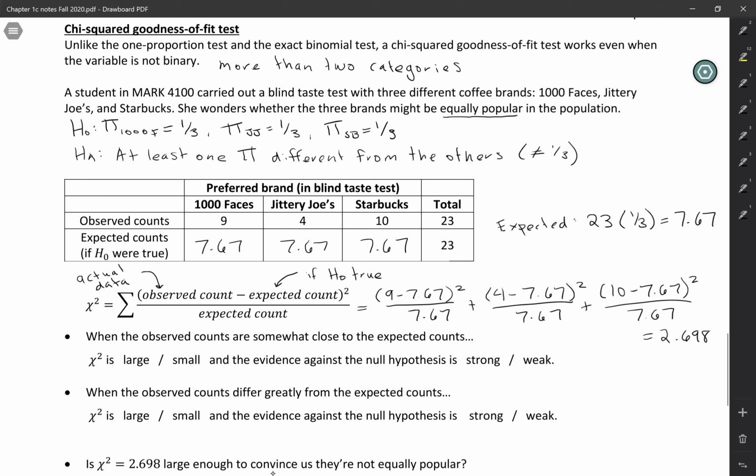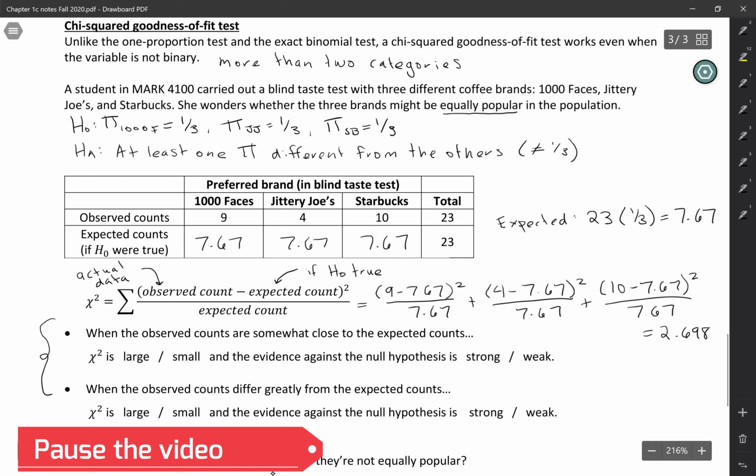So it may help to think about what it means when the observed counts are somewhat close to the expected counts, or if they differ greatly from the expected counts. So pause the video for just a second here, and go ahead and fill in the blanks for these 2 bullet points.